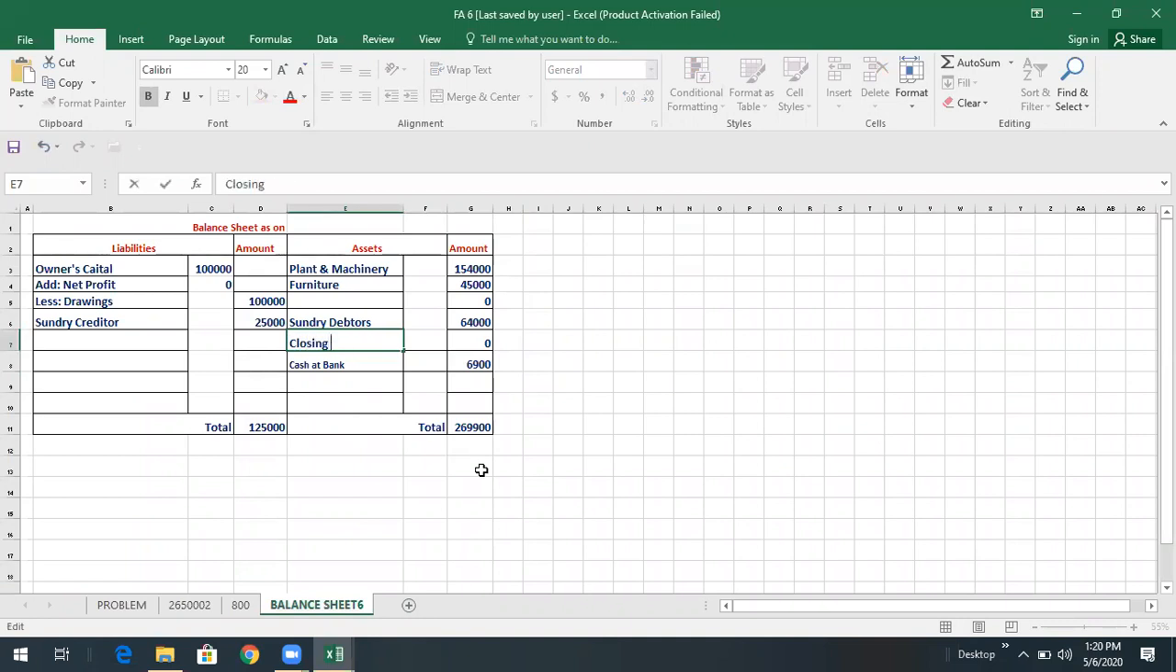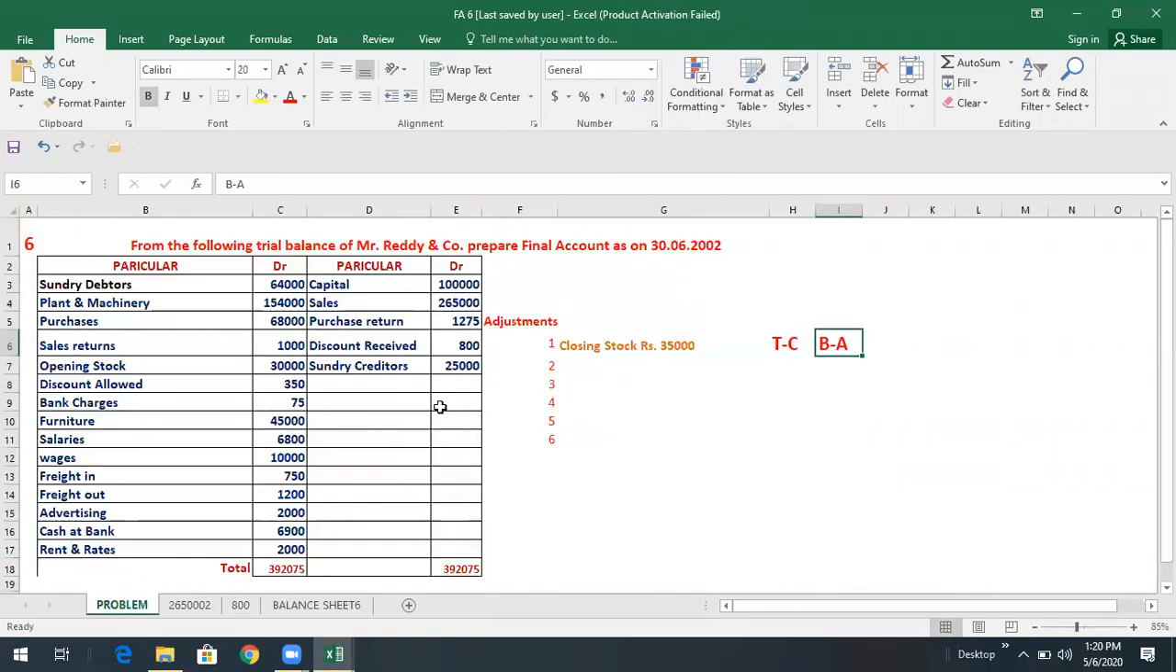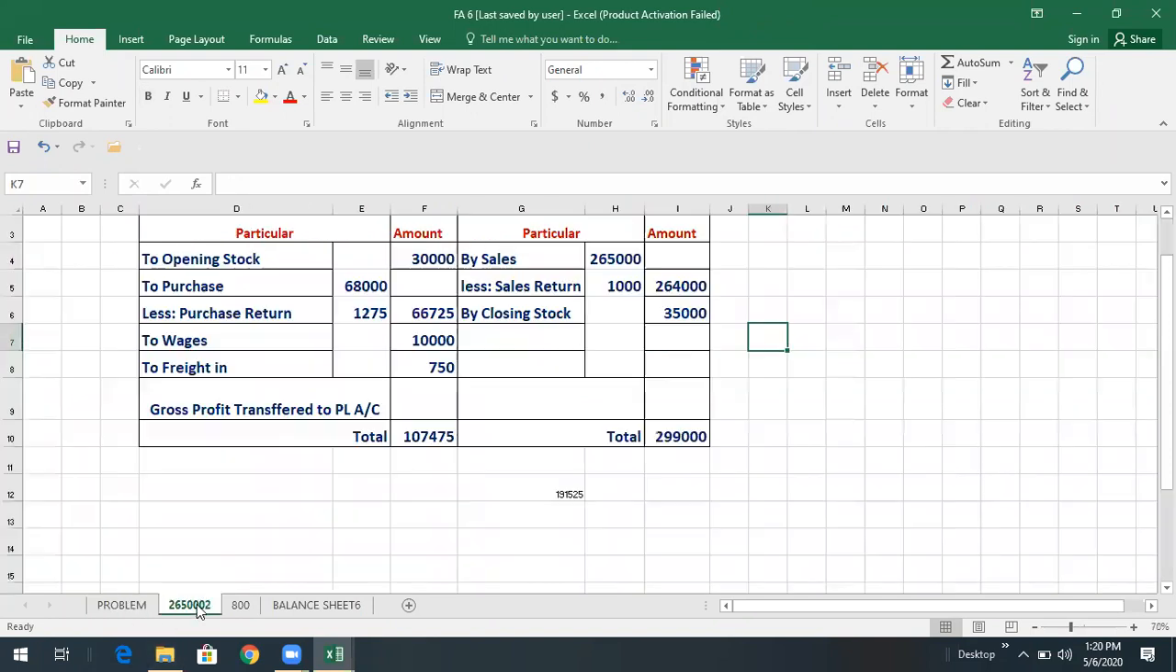What is the particular? Closing stock. So you name it as closing stock. What is the value? 35,000 rupees. So I am entering 35,000 rupees. Now I have entered all the particulars in the final account, so now we are going to close the accounts. First I'm going to close your trading account.